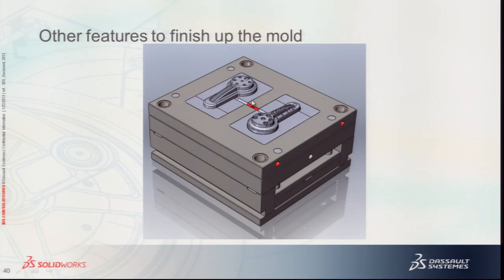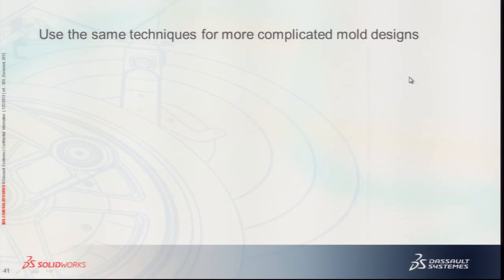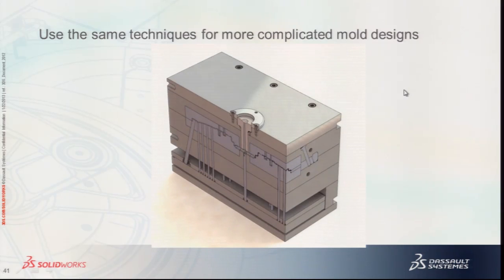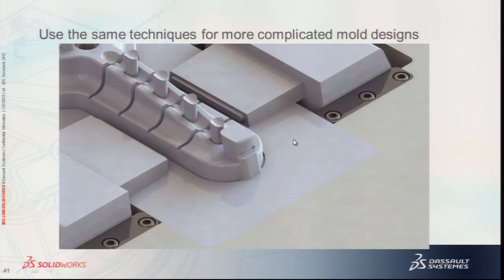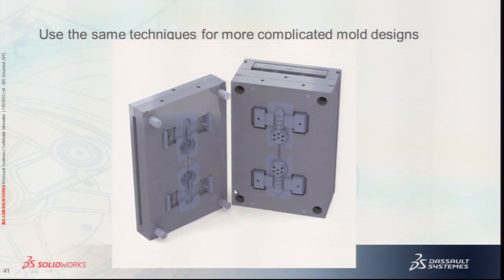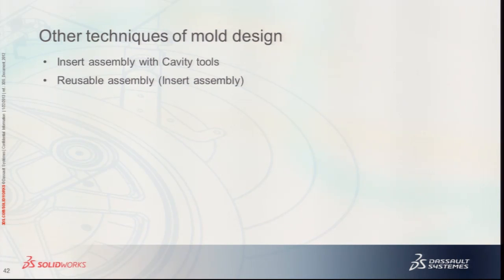And so other features in the mold you can finish, like your runners and your cooling lines. And of course you can use sort of the same techniques of sub-assemblies to do side pulls and various lifter pin type geometry, and get the mold geometry that you want for the rest of the mold. So we've gone through this. There's other techniques to use to create cavities.